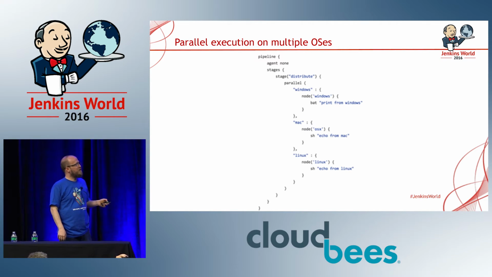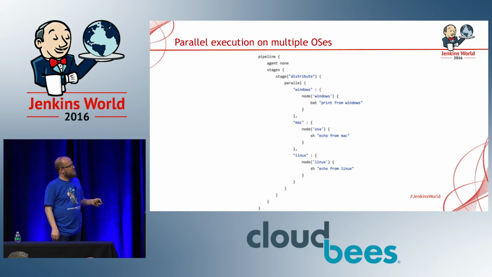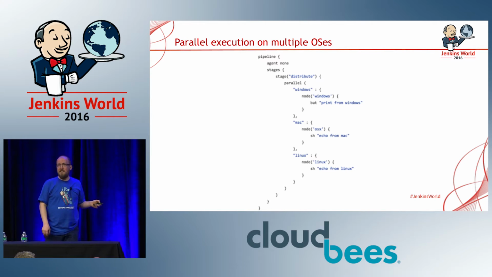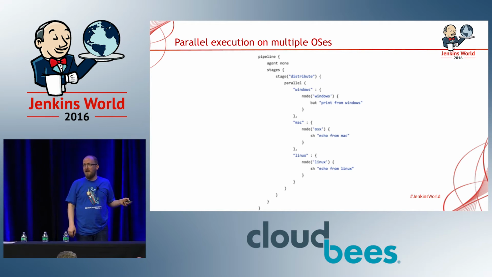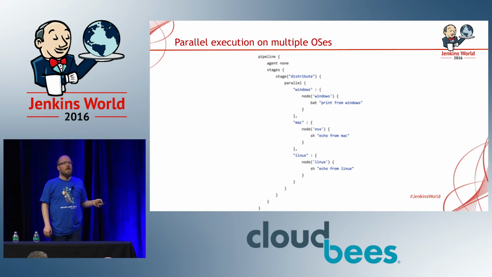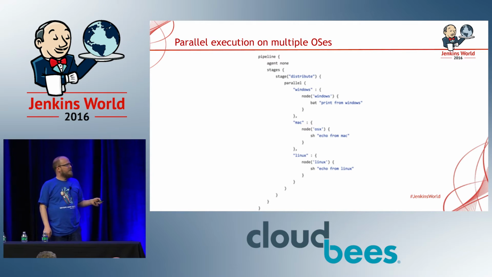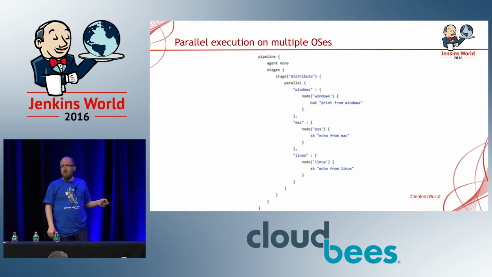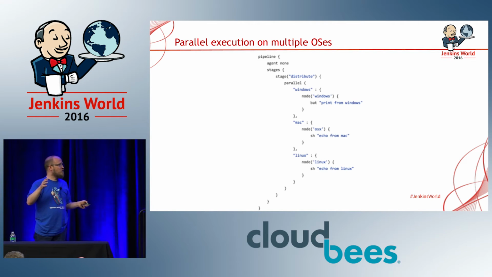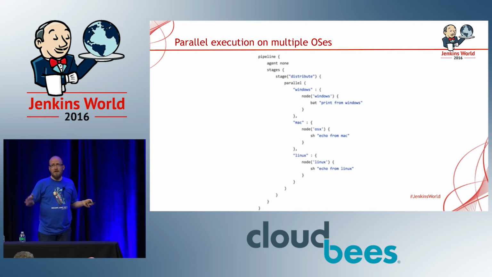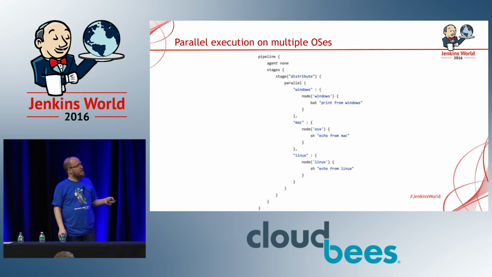So if I put parallel here, I can say, okay, within this stage, let's run something on Windows, something on OS X, and something on Linux. It's the same syntax that parallel step has in pipeline script. We're hoping to get some syntactic sugar on that in general, but this does work. It will run all those stages, parallel blocks, at the same time on the appropriate node. We did specify agent none here because we were managing the nodes.